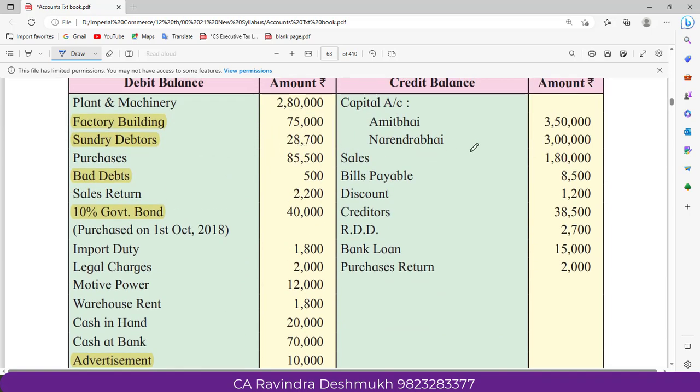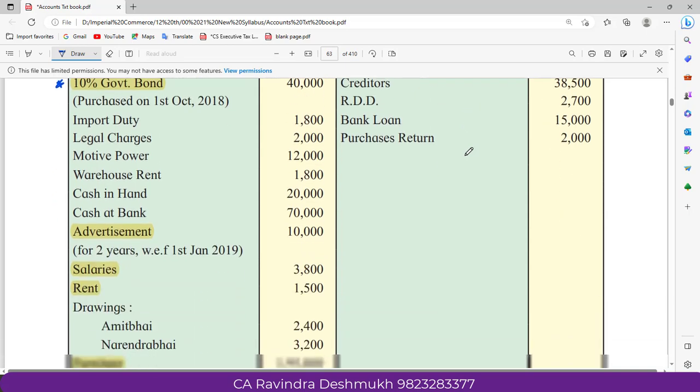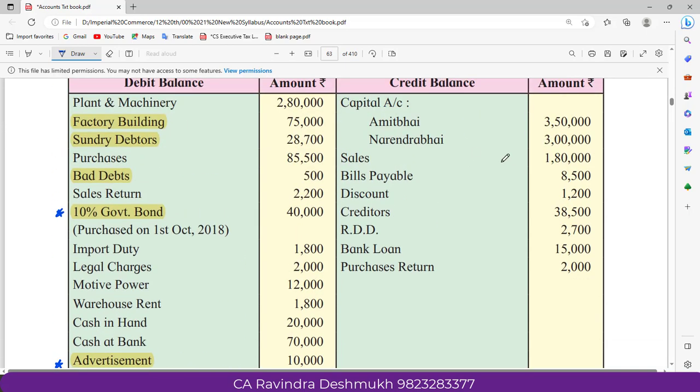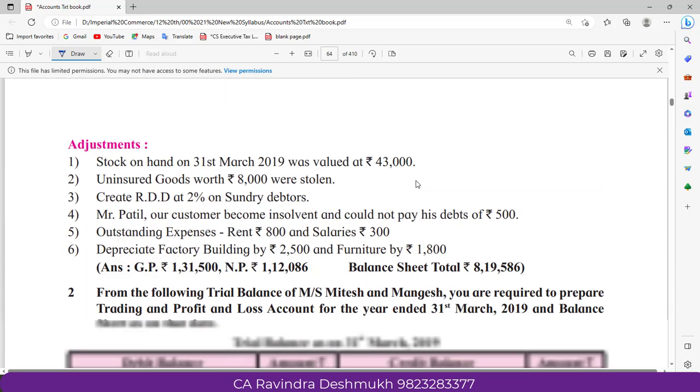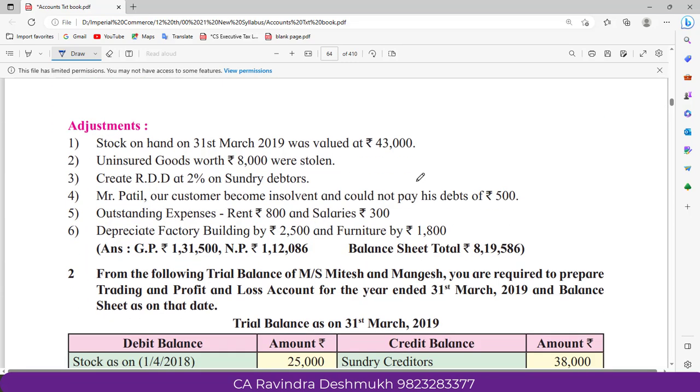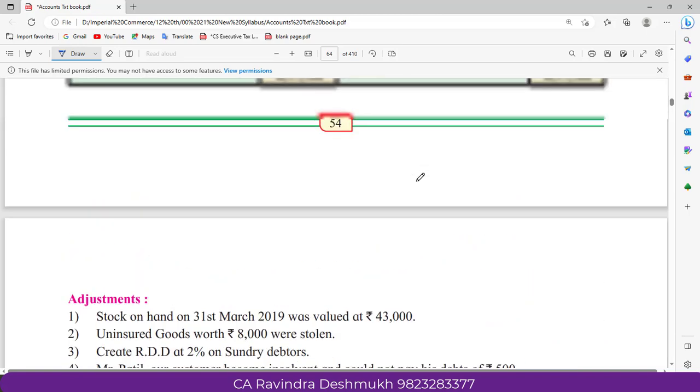Hidden adjustment I can see. See, here hidden adjustment is given, and here hidden adjustment is given, so I made a mark. And adjustment number 1, stock 43,000, not to be marked. Uninsured goods 8,000, that is also not to be marked. RDD to be created on debtors.